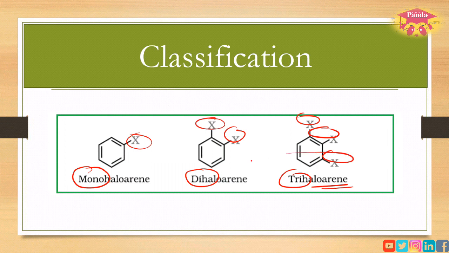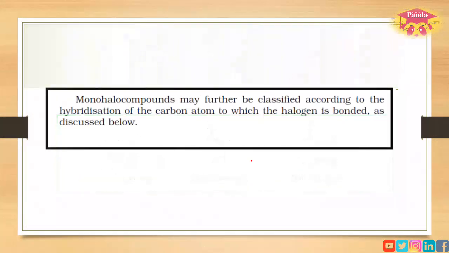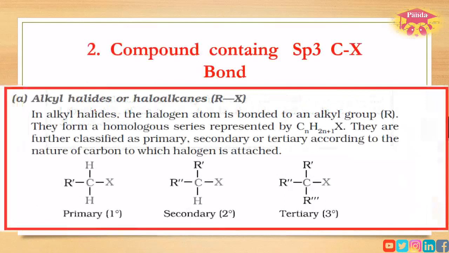Now next, monohalo compounds may be further classified on the basis of hybridization. Hybridization we had discussed in 11th class. The first group is compounds that contain an sp3 C-X bond. It is of three types.